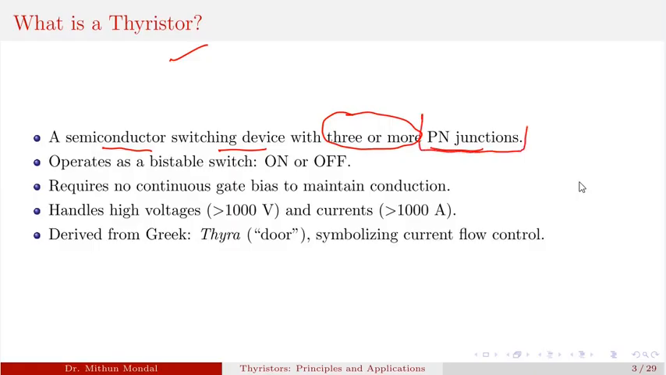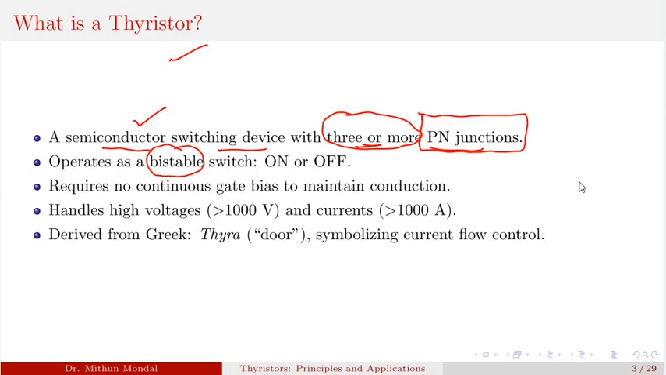So we have studied the PN junction in the case of a diode, and here the PN junctions for this semiconductor device will be three or more. Why three or more? Because there are different families of thyristors which would have different PN junctions, either three or more than that. It is basically operating in the bistable switch characteristic.